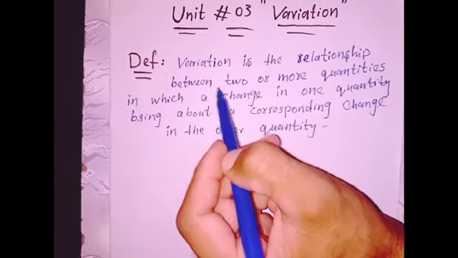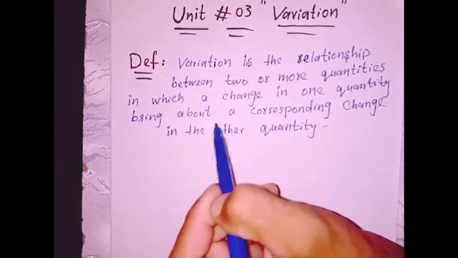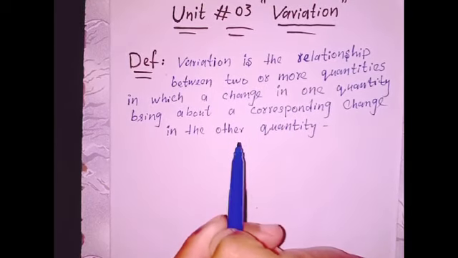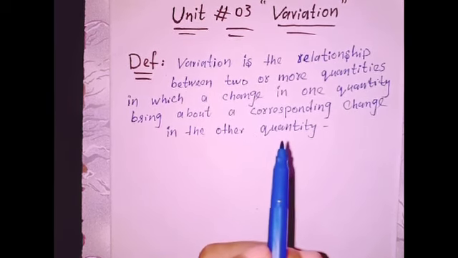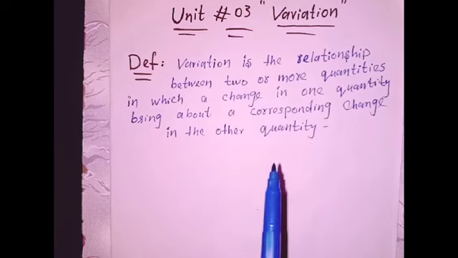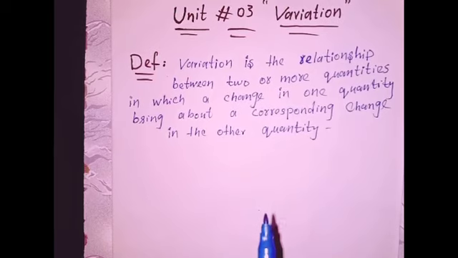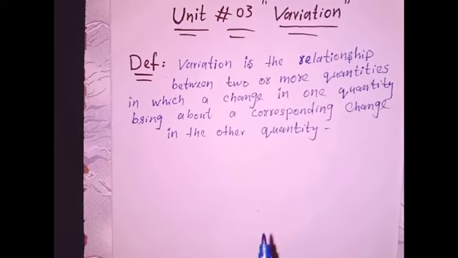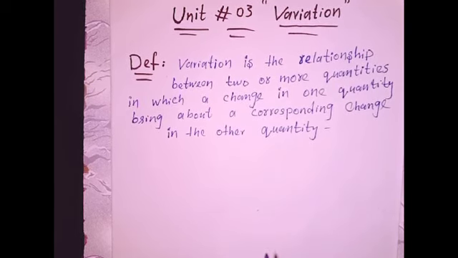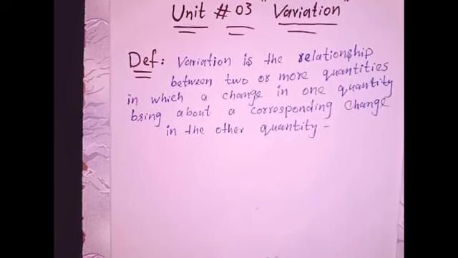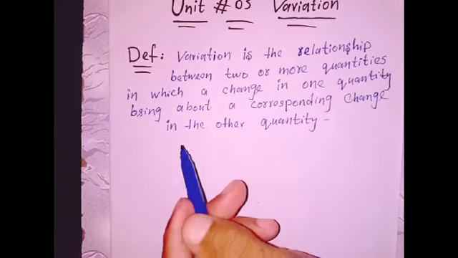Variation is the relationship between two or more quantities in which a change in one quantity brings about a corresponding change in the other quantity. If we understand this definition in simple words, it means that a change in one quantity brings change in the other quantity as well. In our daily life we come across quantities that are varying, changing from time to time. So let me give you some mathematical examples.